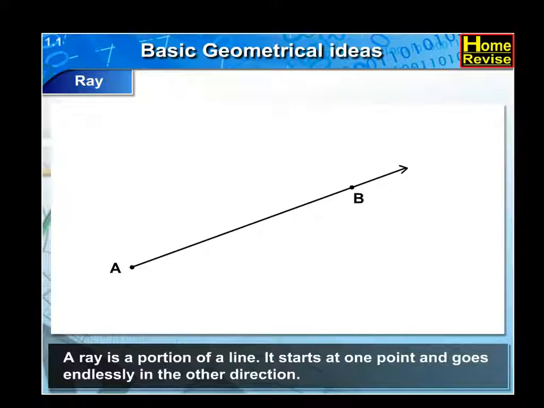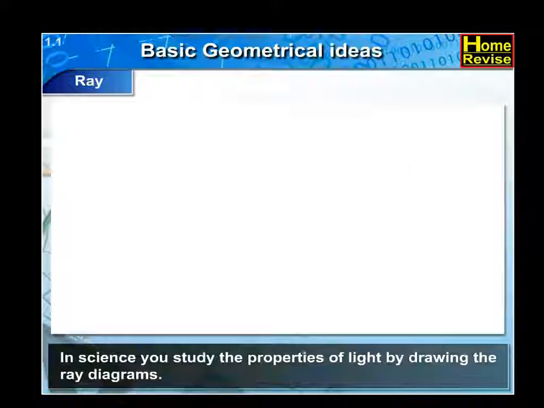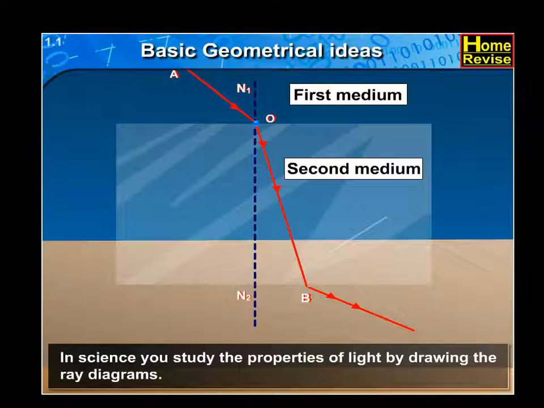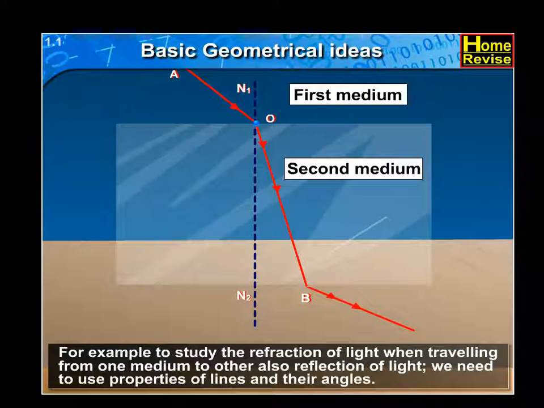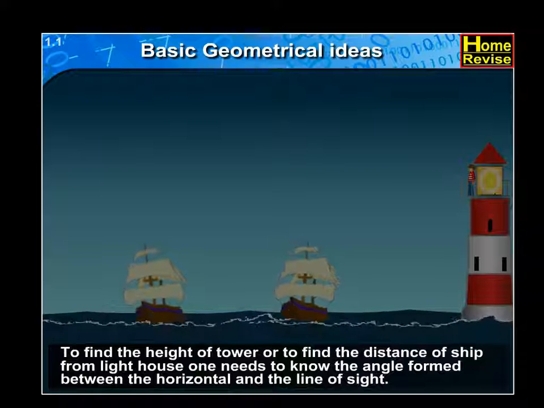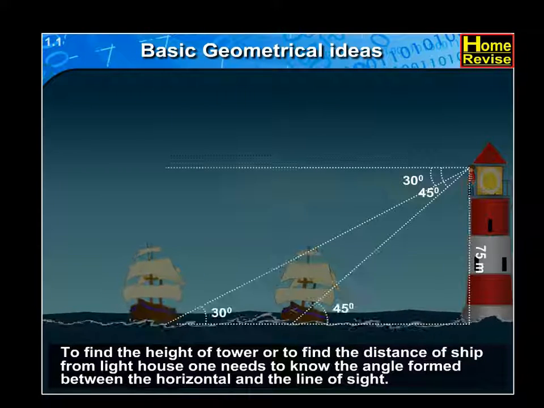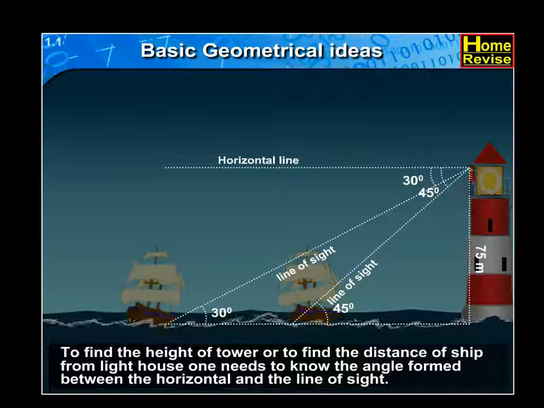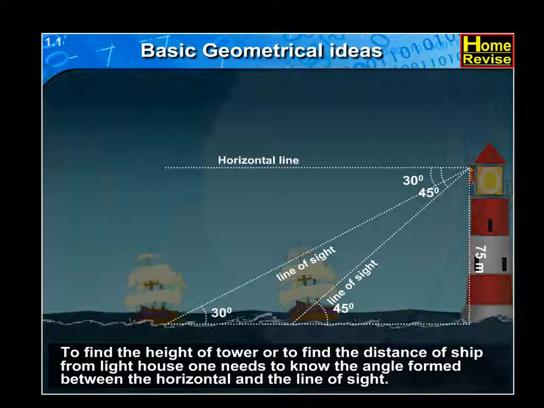Ray. A ray is a portion of a line. It starts at one point and goes endlessly in the other direction. In science, you study the properties of light by drawing ray diagrams. For example, to study the refraction of light when traveling from one medium to another, and also the reflection of light, we need to use the properties of lines and their angles. To find the height of a tower or to find the distance of a ship from the lighthouse, one needs to know the angle formed between the horizontal and the line of sight.